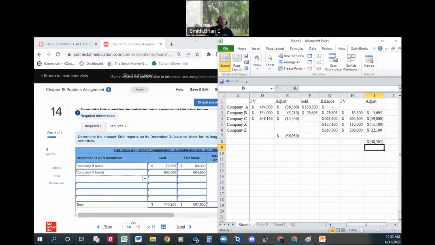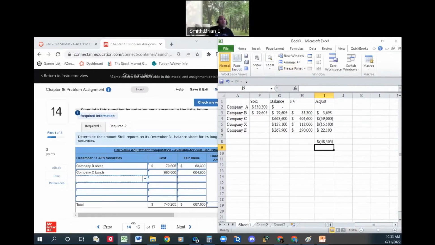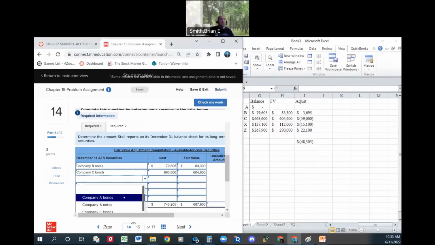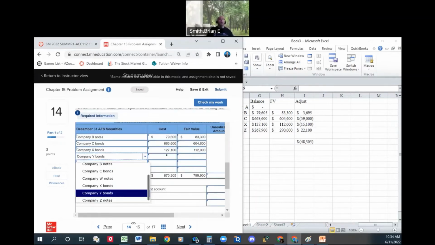Okay, so we're looking at this information here. Let's just look at the balance because that's all we need. Okay, so you come over here and look at this. When you click down on this, it's got company W in there, and there's no company W. They just do that just to mess with you guys. So don't let them do that. Okay, and then company Z. Oh, see, they even have a Y in there. There, that's what we wanted.